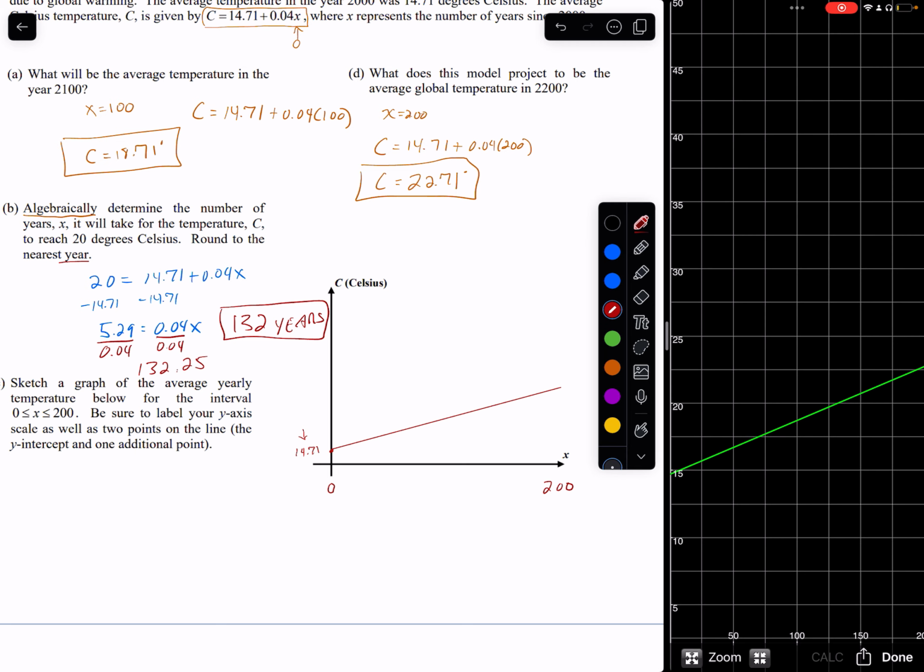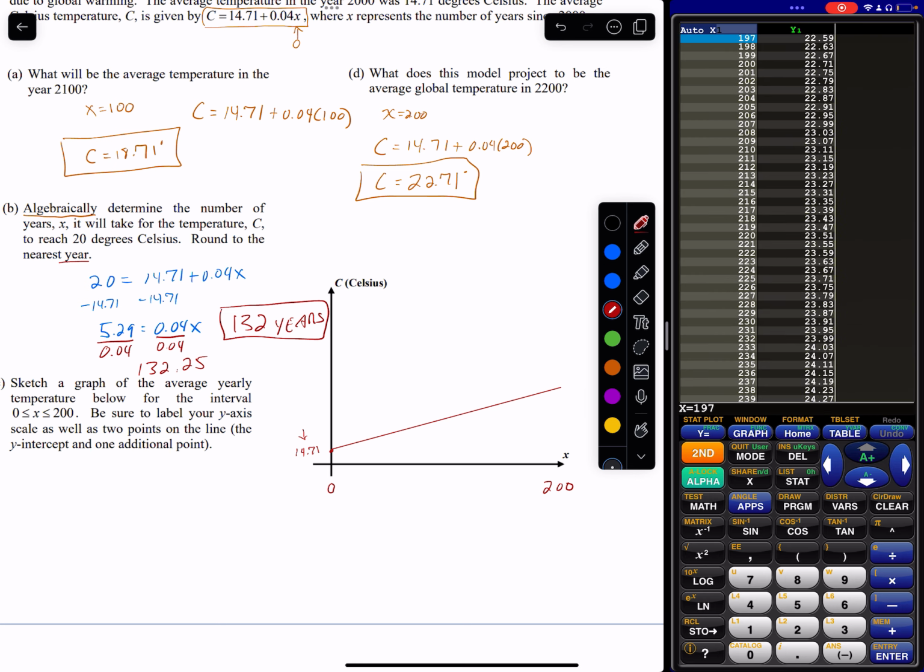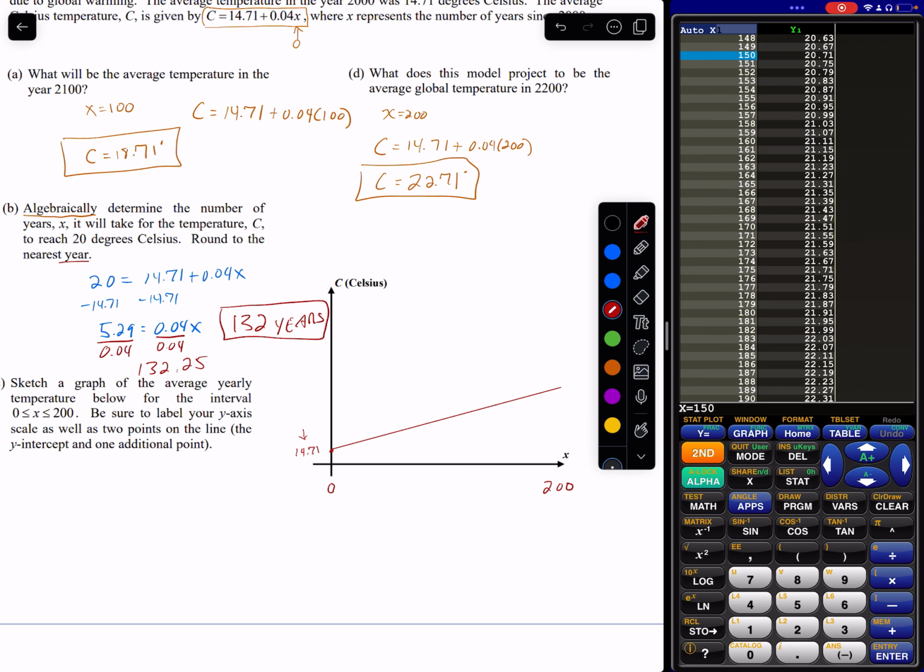Then for one additional point, you can pick any point you want along here. You can slide along, or you can go into your calculator and your table and find a value. That's probably a little bit easier way to look at it. So if I look at the table here, I want to say, what's it going to be at 150 years? The temperature is going to be 20.71. So at 150 years, the temperature will be 20.71. All right, so that's how you're going to use this linear function.